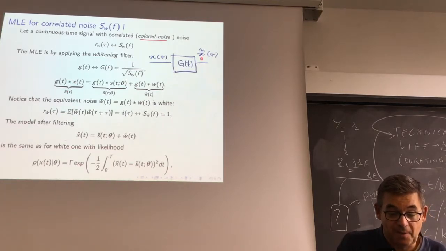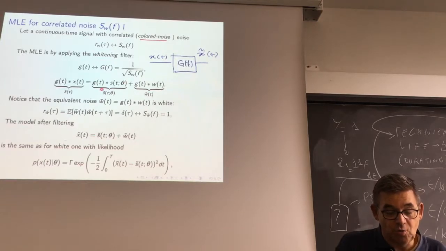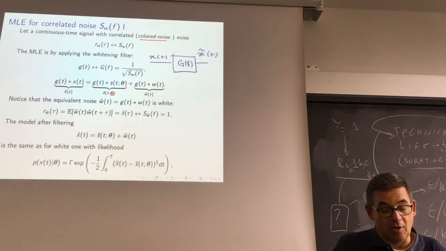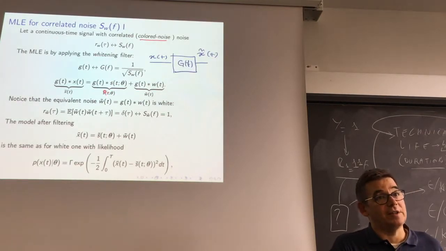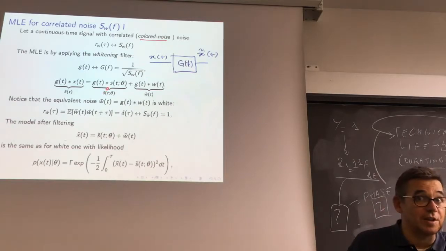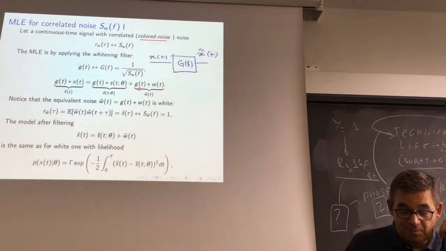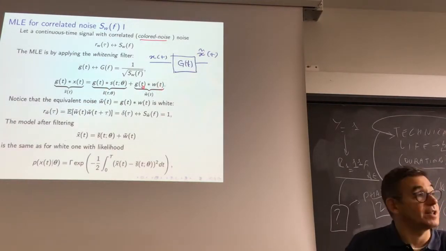Now what has happened is that I have this new signal, which is x tilde, and I have a new model, which is s tilde. So the waveform now is not the waveform as before, it is a waveform modified by the filter. But since I know the filter, because I designed and applied it, I know everything about the filter. Plus the filtered noise.